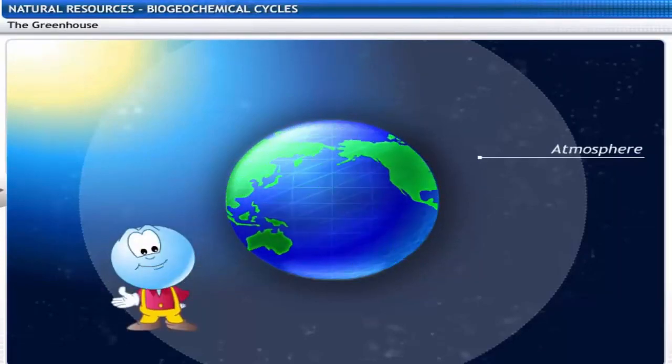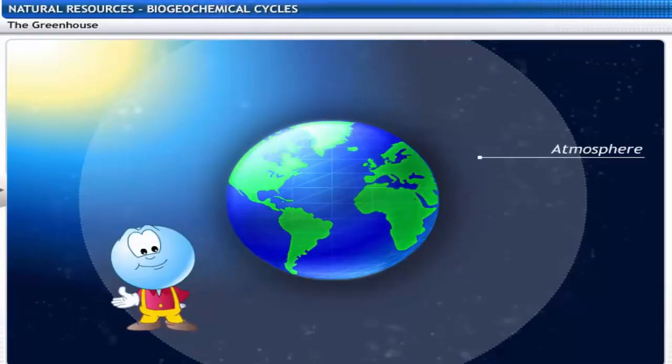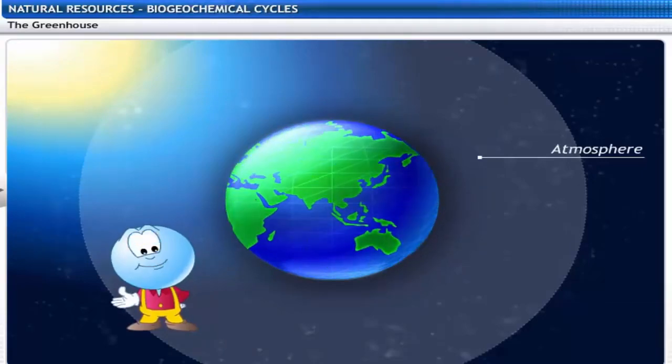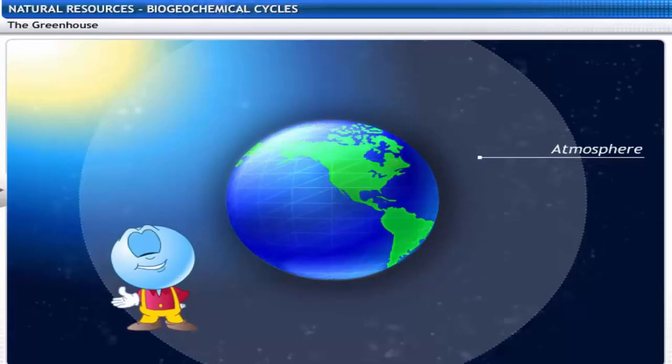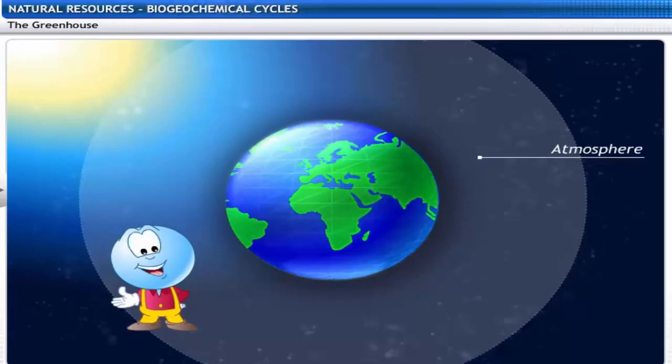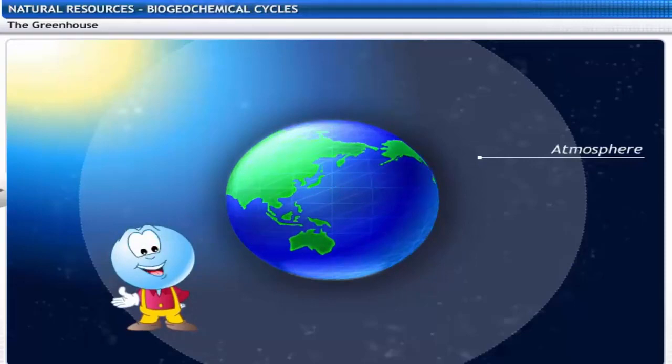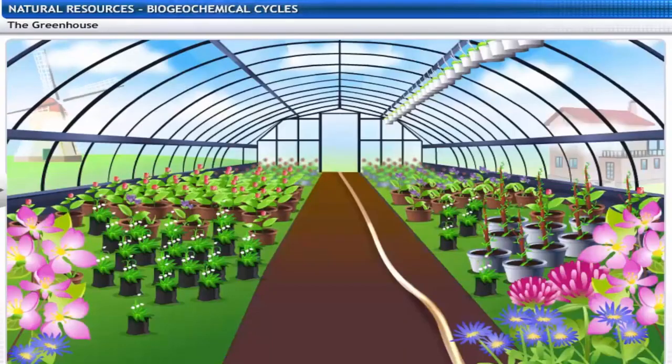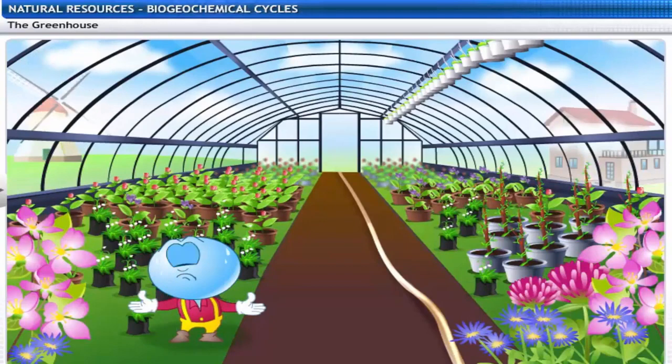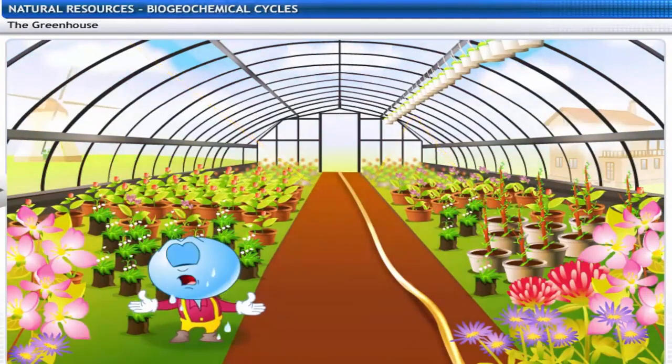We have already seen how biogeochemical cycles maintain balance in the biosphere. There are other processes that stabilize temperature on the Earth. Let's explore this a little. Can you guess where I am? It's a greenhouse. Here's how it works. Heat is trapped by glass. Hence, the temperature inside a glass house is much higher than the surroundings. Such enclosures are called greenhouses.